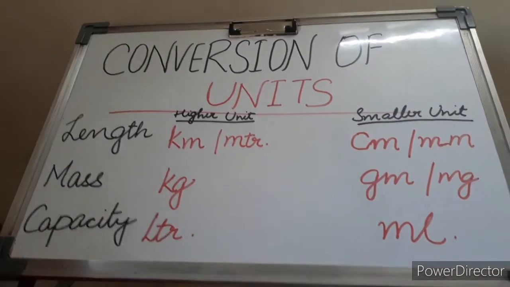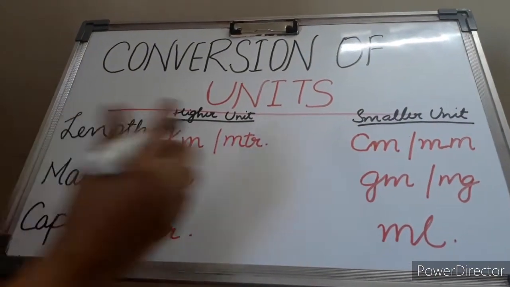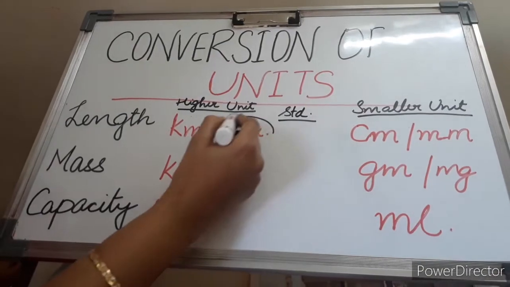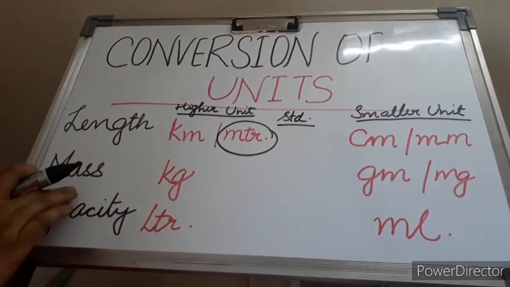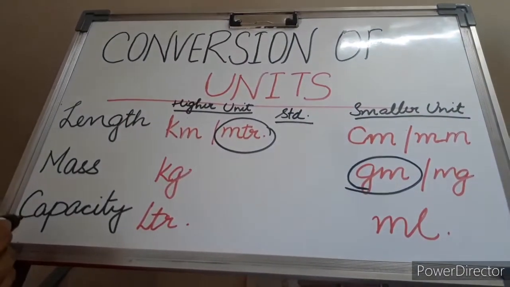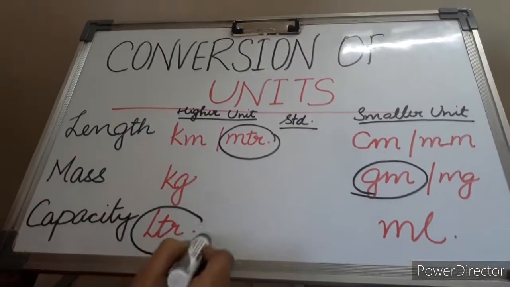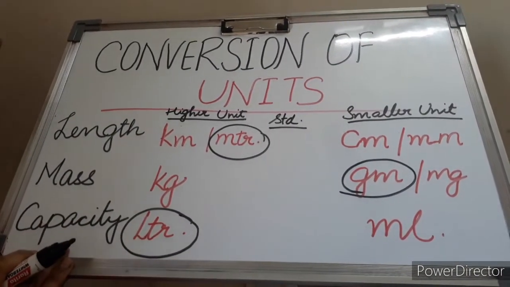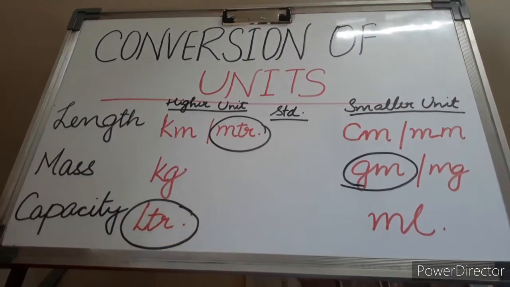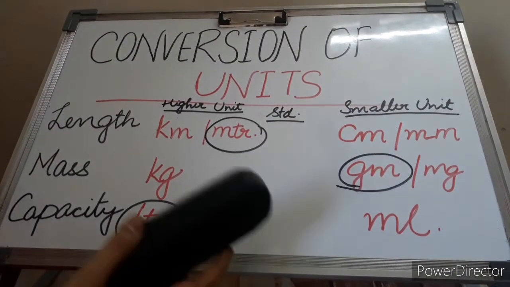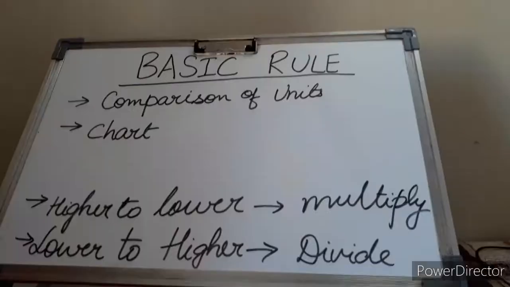Out of that, as of now, what will be the standard unit of length? The standard unit is meter. For mass, the standard unit is gram, and for capacity the standard unit is liter. This is the way we had done up till now. So quickly we will learn how to solve the various sums to convert units from kilometer to meter, and what the basics of these units are.